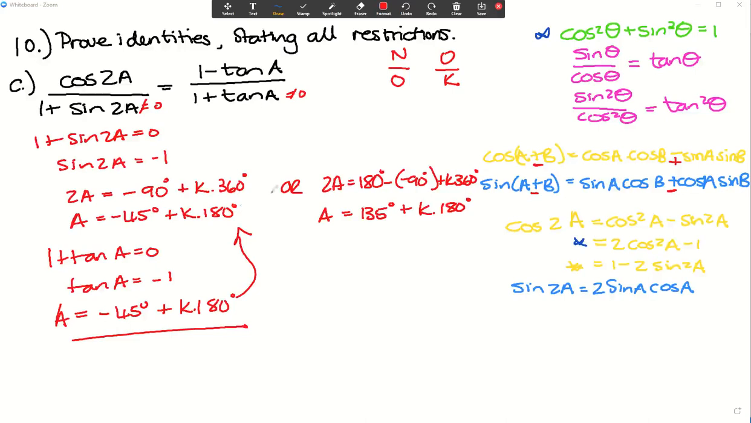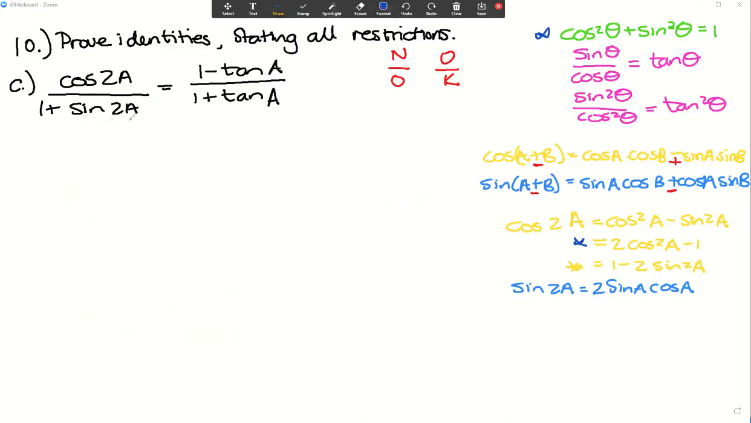Okay, so we've proven our restrictions, what our angles are not allowed to equal. If they do equal those angles, then the solution will not be valid. But let's go try to prove that identity. Okay, we've got a clear screen. Let's now prove our identity.